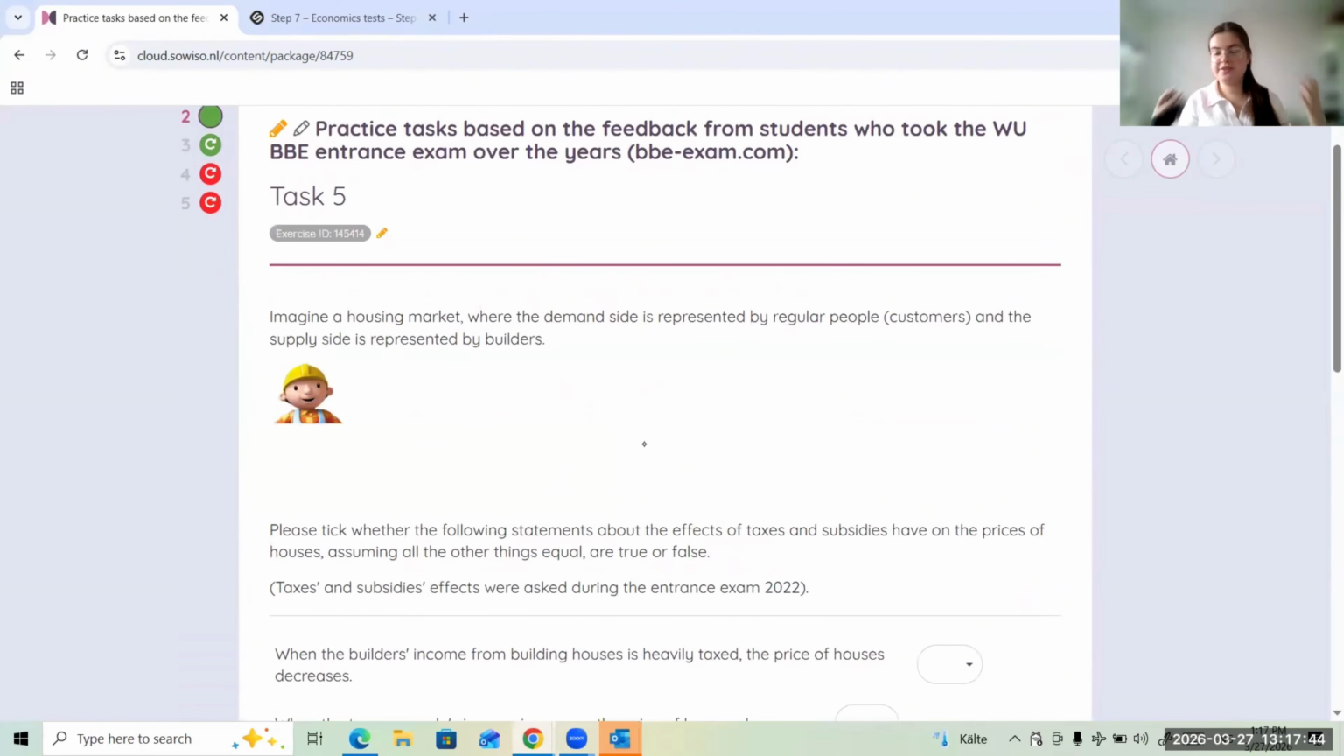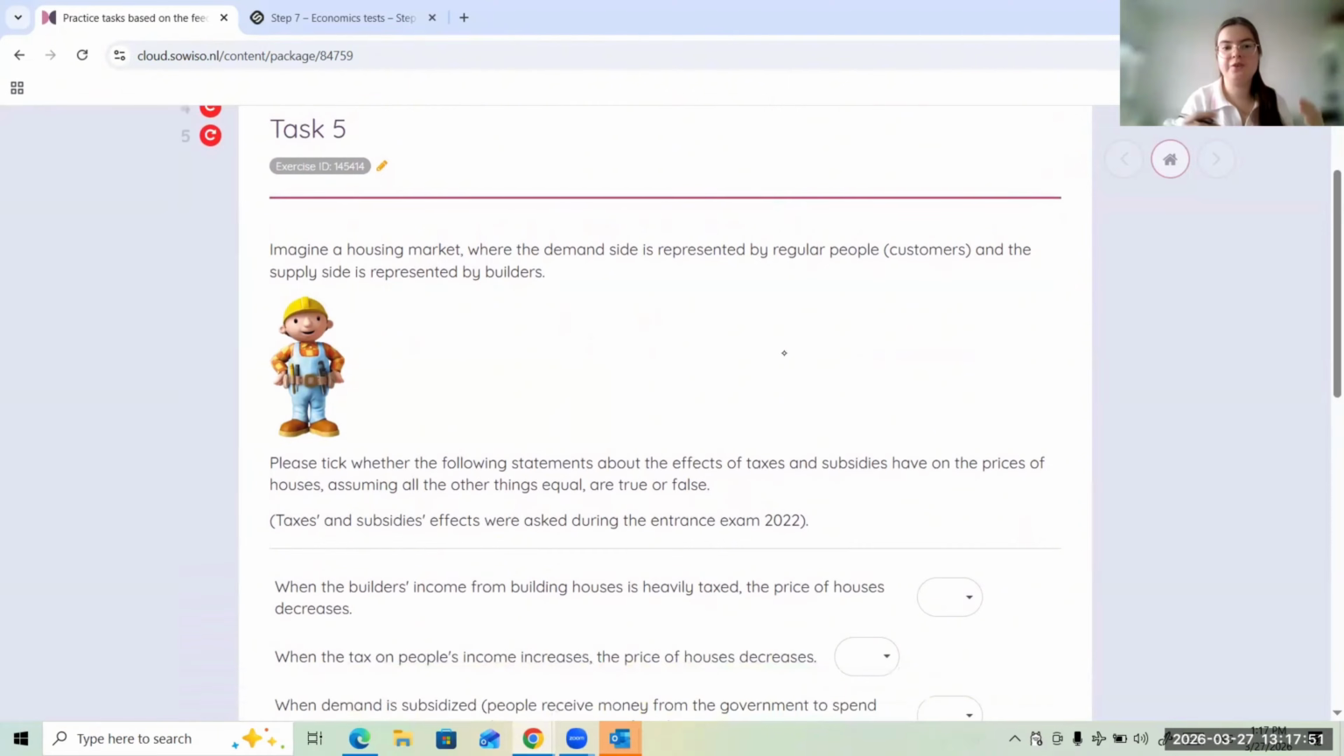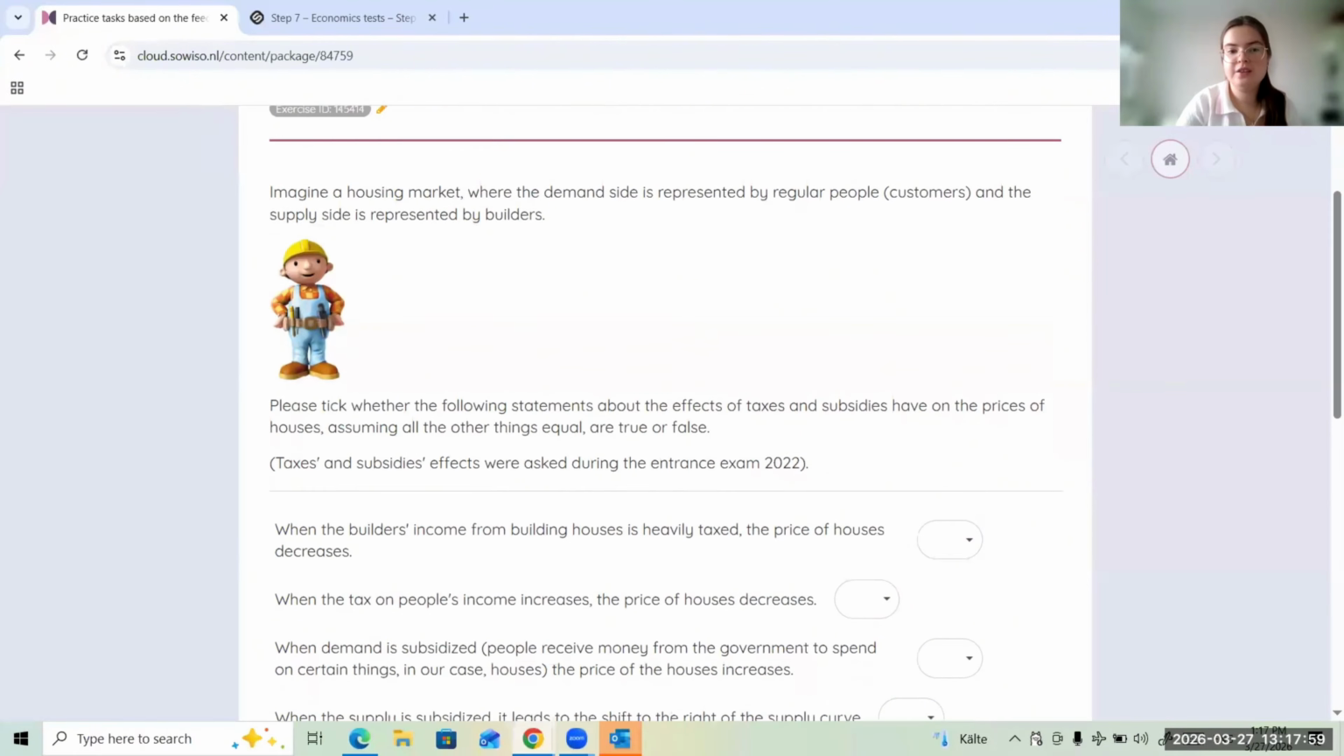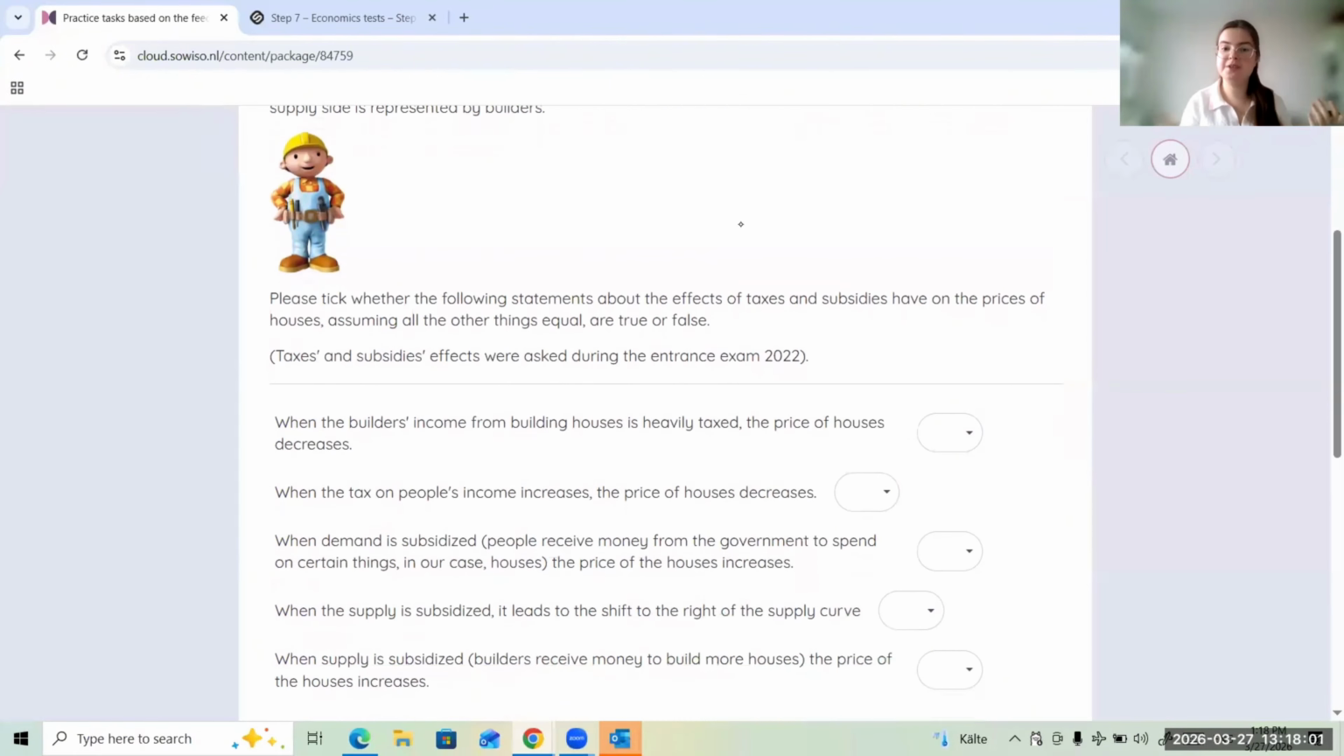Now we go to the exam style question, where you have a question of 5 statements. You have a scenario. Here we are imagining a housing market where you have people who buy the houses and people who build the houses. So you have the supply side and the demand side. And then you have some scenarios with tax and subsidies.